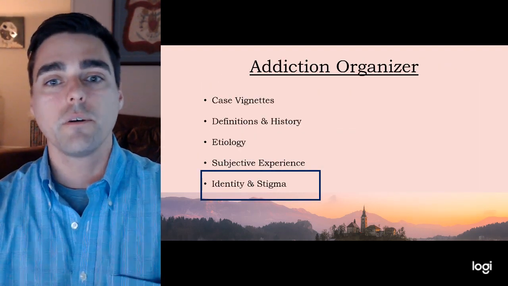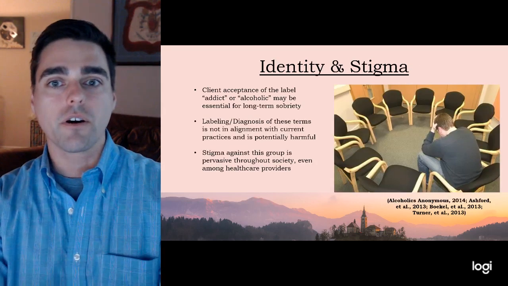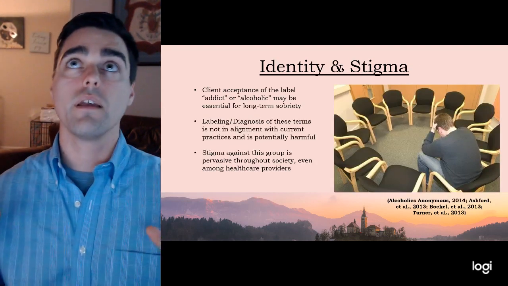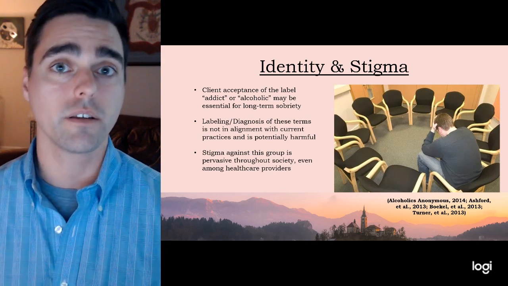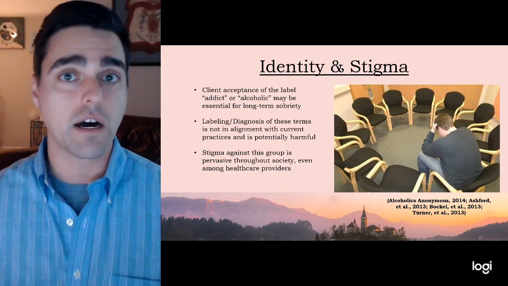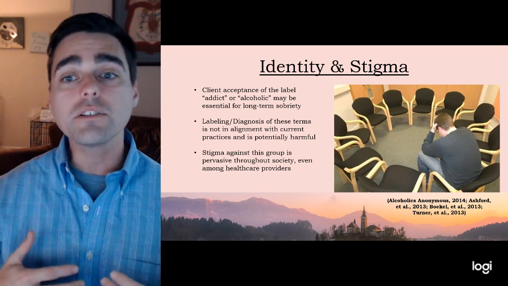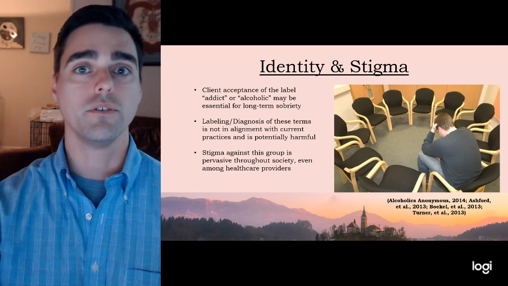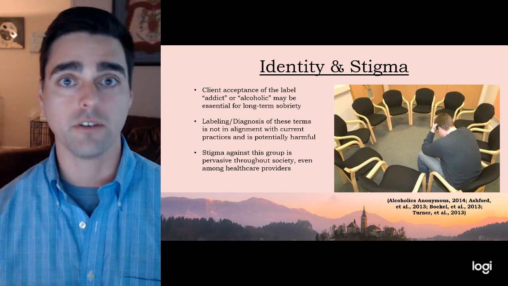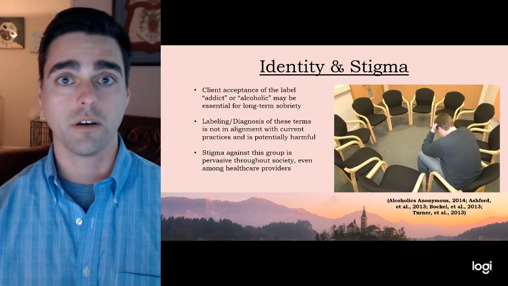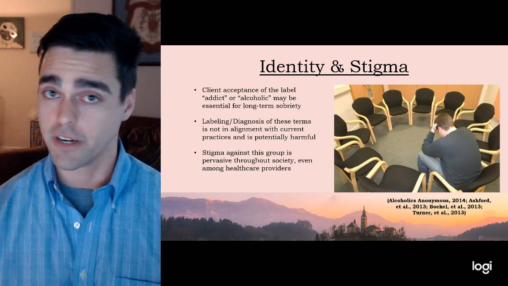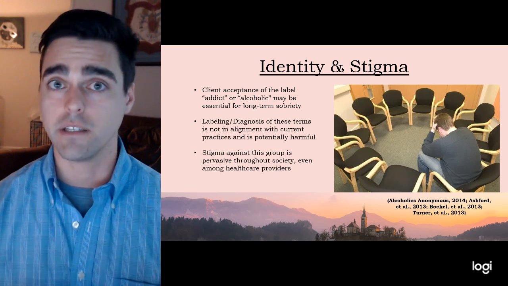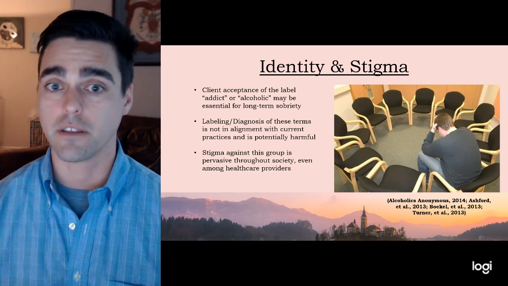So let's talk a little bit about identity and stigma, because we're talking about these labels. It might be extremely important for people who are addicts or alcoholics to be able to identify with those labels, especially if they're going to be joining AA or NA or some other 12-step group, which I'm a big advocate for. And you'll see the research is very clear that that is really one of the best potential options that they could have.